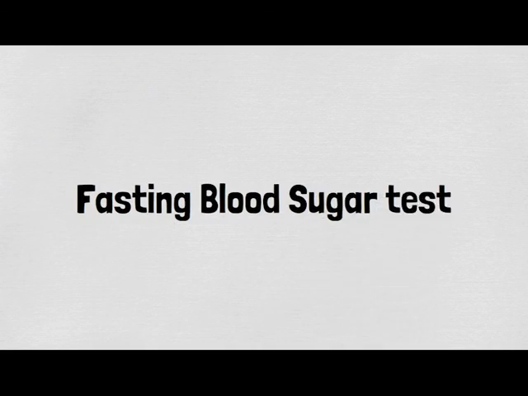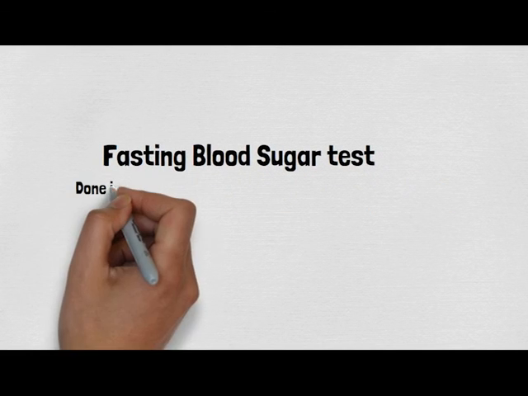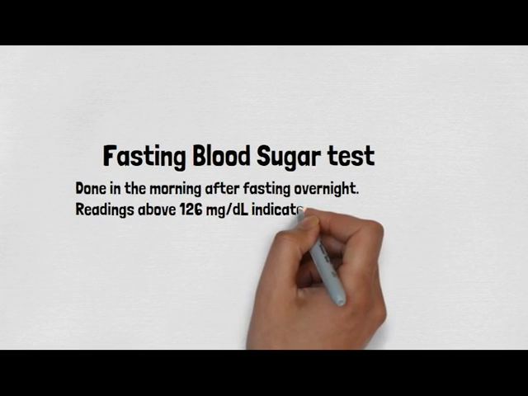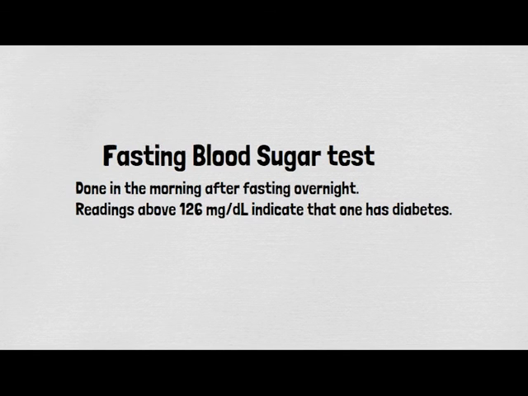Fasting blood sugar test. The test is done in the morning after fasting overnight. Readings above 126 mg/dL indicate that one has diabetes.